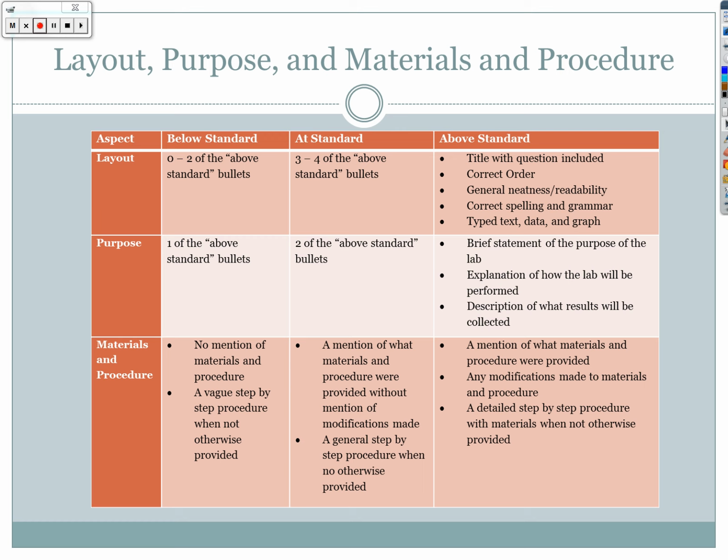Alright, so those are the below standard, at standard, and above standard results for layout, purpose, materials, and procedure. And the layout will be graded with every lab. I'll be giving a general check: could I read this? Was it readable? Were there complete sentences? That falls in the correct spelling and grammar section, so that falls into layout. But purpose and materials and procedure is only required for a formal lab report.